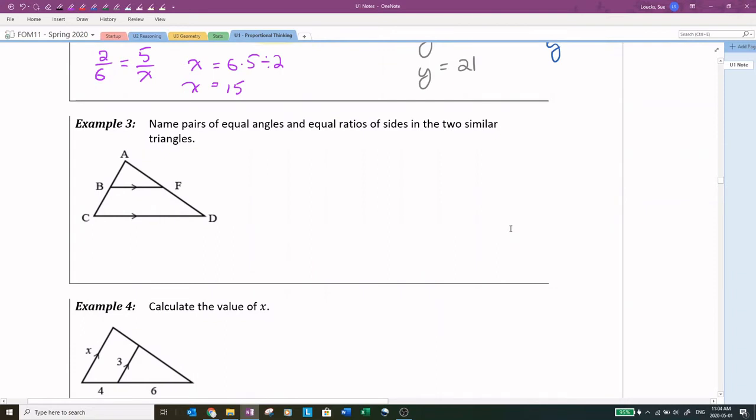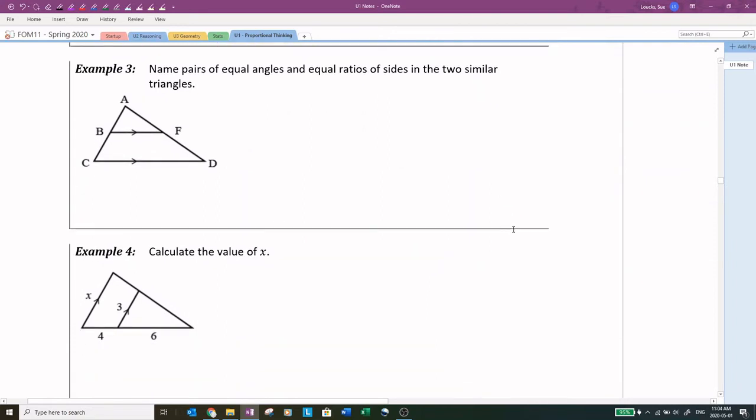Okay, example 3. I like this question. Name pairs of equal angles and equal ratios of sides in the two similar triangles. So again, we're told that these are similar triangles. But where are the two triangles?